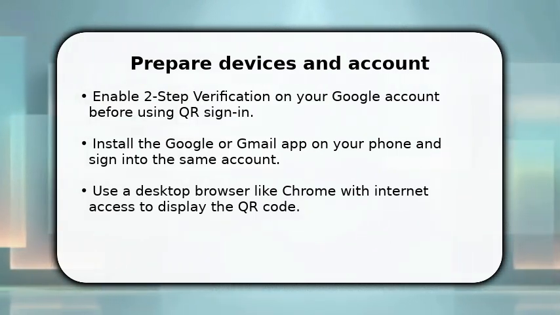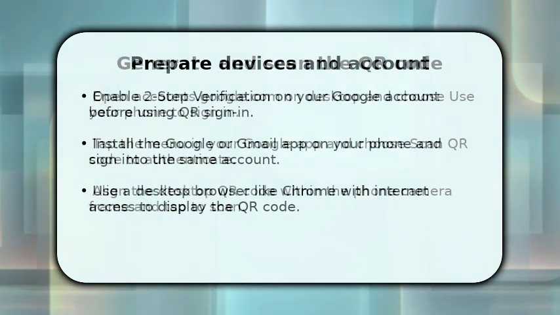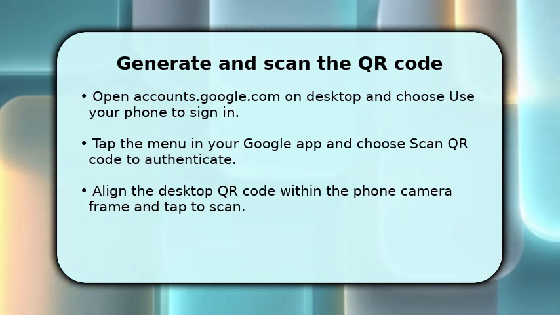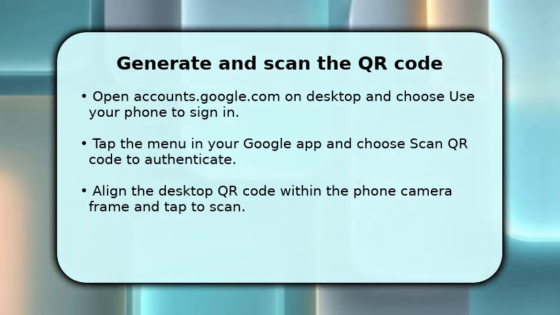On your desktop, open accounts.google.com and begin signing into Gmail. If offered, choose the option labeled Use your phone to sign in or show QR code on the screen.